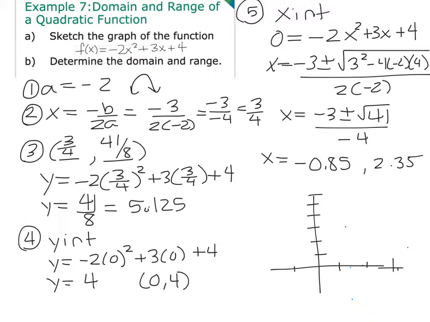1, 2, 3, 4, 5, 6. So our axis of symmetry is at 3/4, so I'm going to say that's right around here. And then our vertex is at 3/4, 5-ish. And we're crossing the y-axis at 4. And we're crossing the x-axis at almost negative 1, almost 2.5. And so using that information, we should be able to get a sketch for a graph.